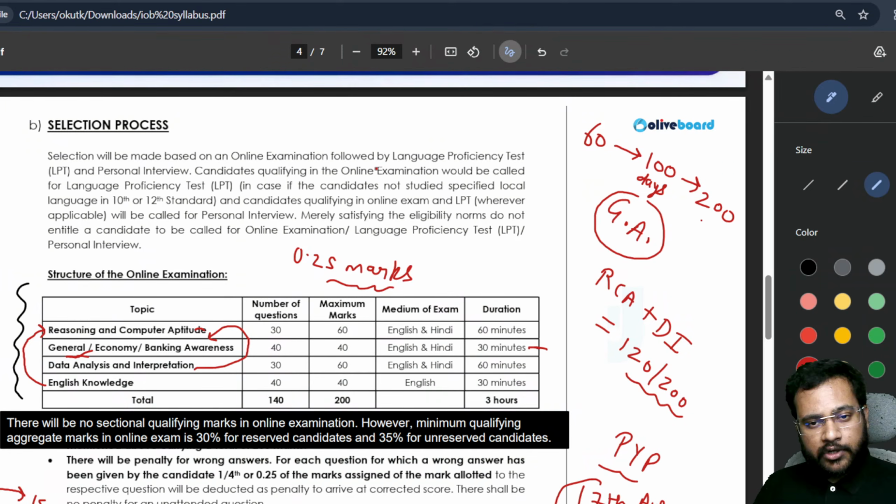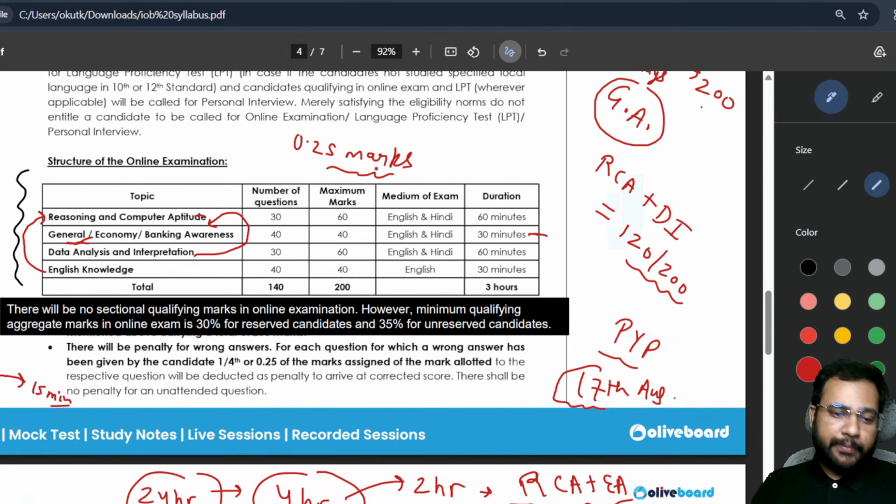On the weekend, for the working professional, it is going to be the most important day. Try to divide the day into 2.5 hour sessions. 2.5 hours in the morning for the RC plus English knowledge combo, and 2.5 hours in the evening for the DI and the GA portion, correct? Have a clock in front of you. Try to see if you are able to complete it within the duration that is mentioned here. For RC, do not take more than 60 minutes, correct?